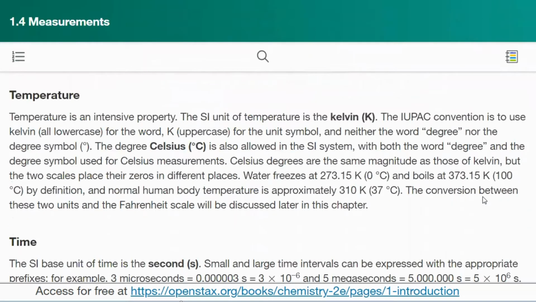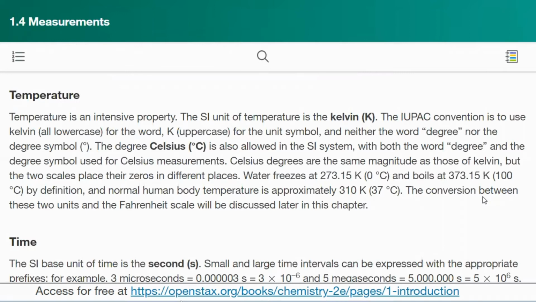Temperature. Temperature is an intensive property. We covered intensive properties in one of the earlier chapters. The SI unit of temperature is the Kelvin. The IUPAC convention is to use kelvin, all lowercase, for the word, K uppercase for the unit symbol, and neither the word degree nor the degree symbol. The degree Celsius, degree C, is also allowed in the SI system, with both the word degree and the degree symbol used for Celsius measurements.